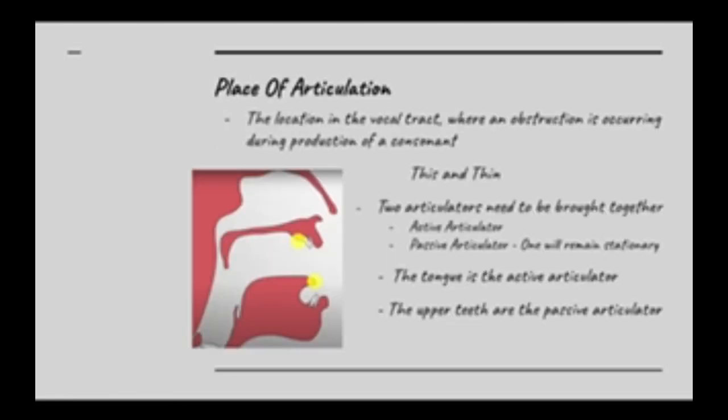So for place of articulation, it is the location in the vocal tract where an obstruction is occurring during production of a consonant. I'm going to be using this and thin as an example. So there's two articulators that need to be brought together, the active articulator and the passive articulator, which is the one that will remain stationary. The tongue is the active articulator and the upper teeth are the passive articulator, and as you can see in the picture, it's highlighted.